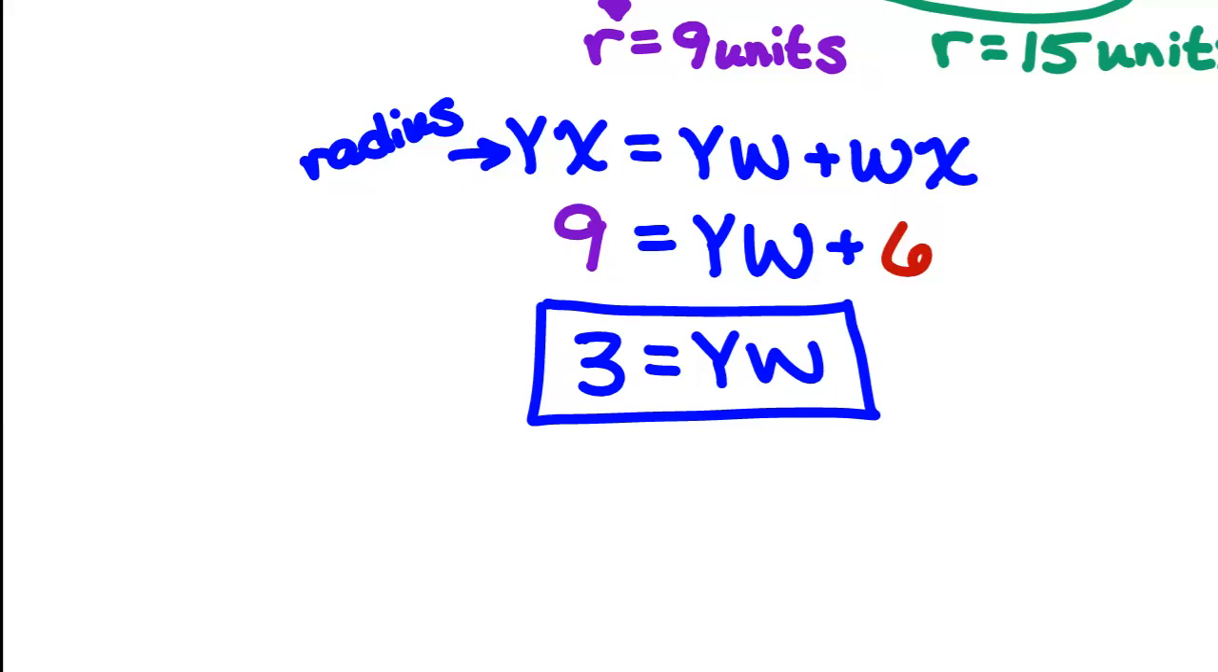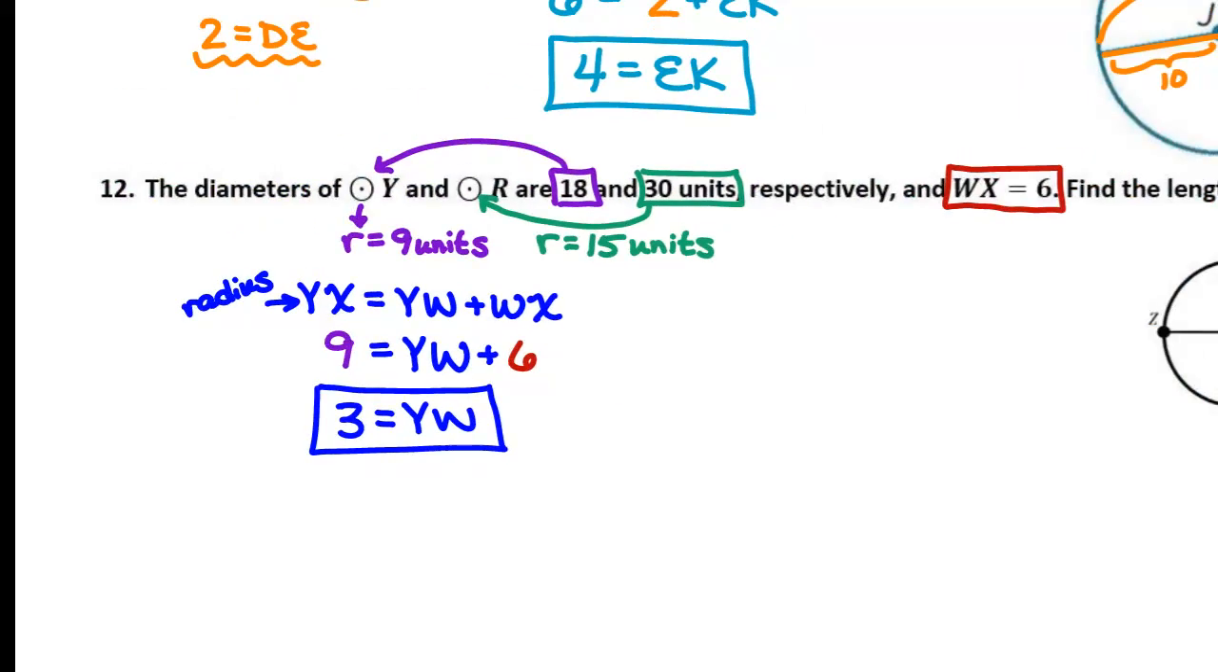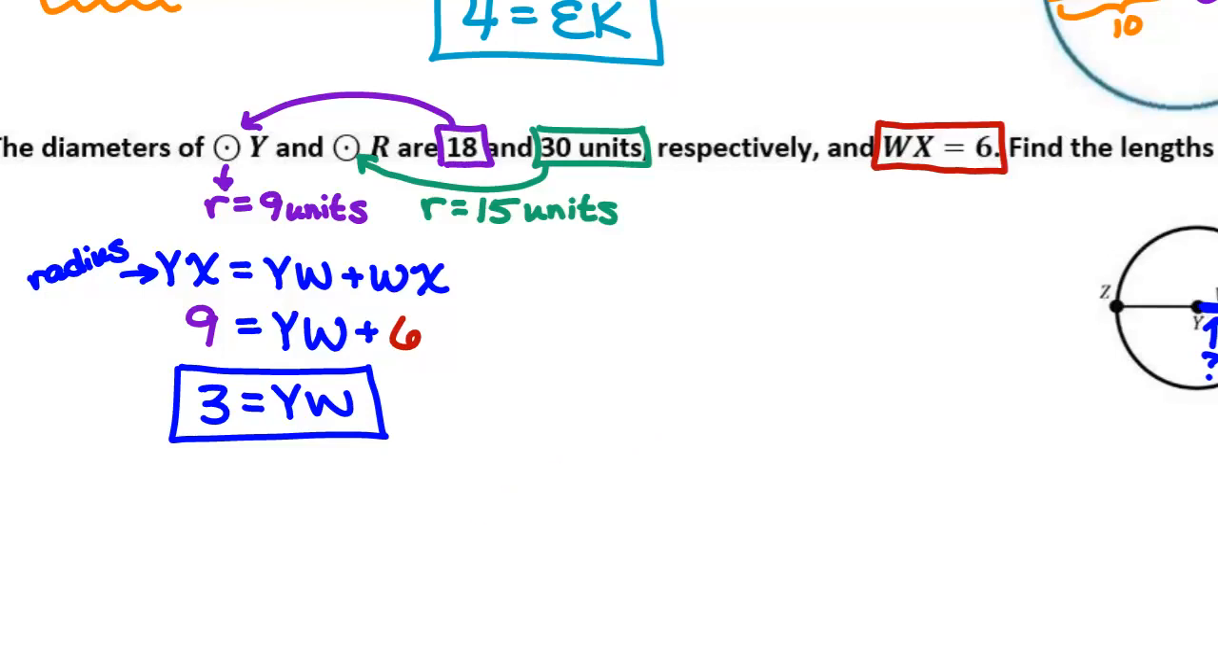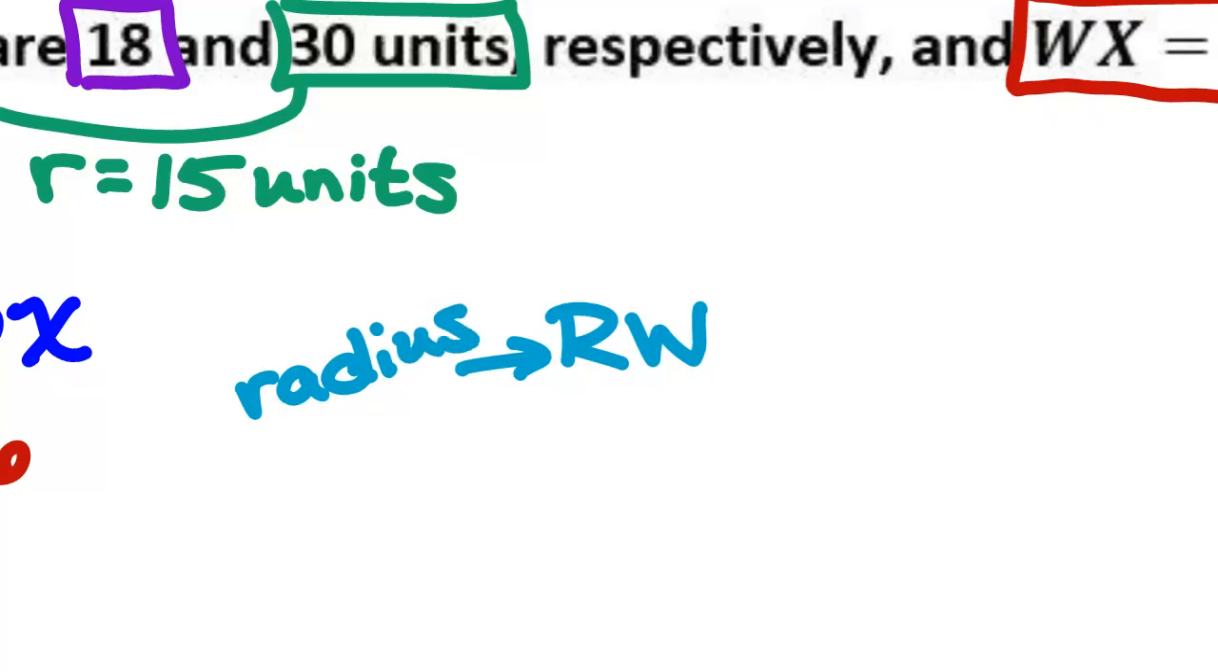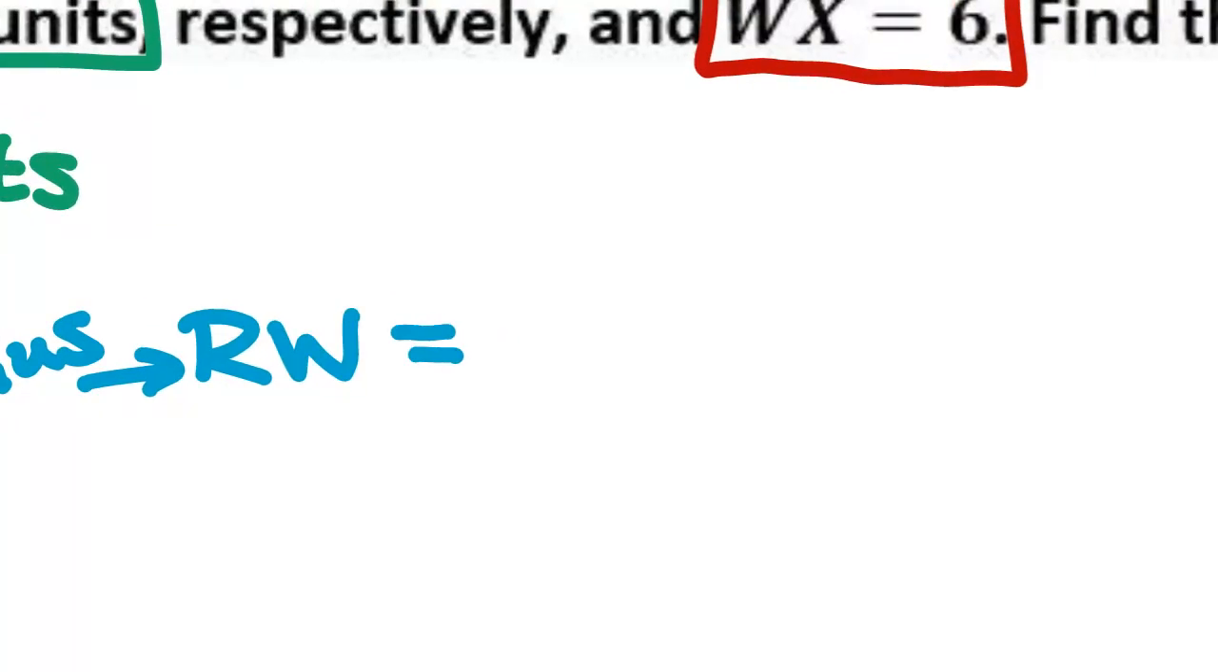Right, now let's find that other piece, XR. Name me one of the radii of circle R. RT. Does that have any overlapping pieces to it? No. What's the other radius that it shows me? RW. So RW is the other radius of circle R. And RW is made up of what two smaller segments put together? You said RX and what? And XW.